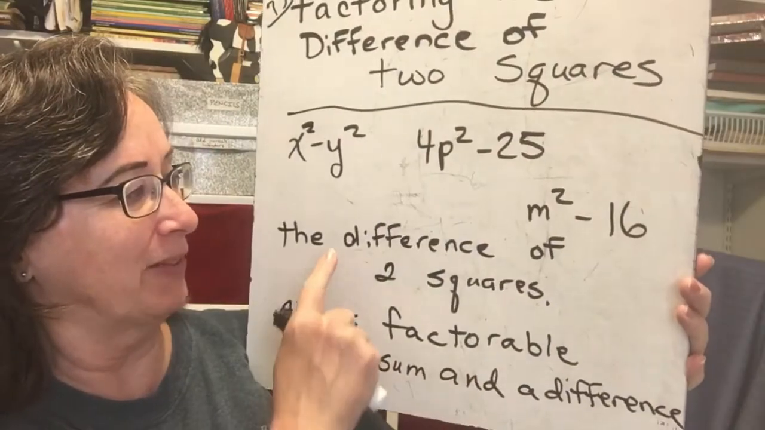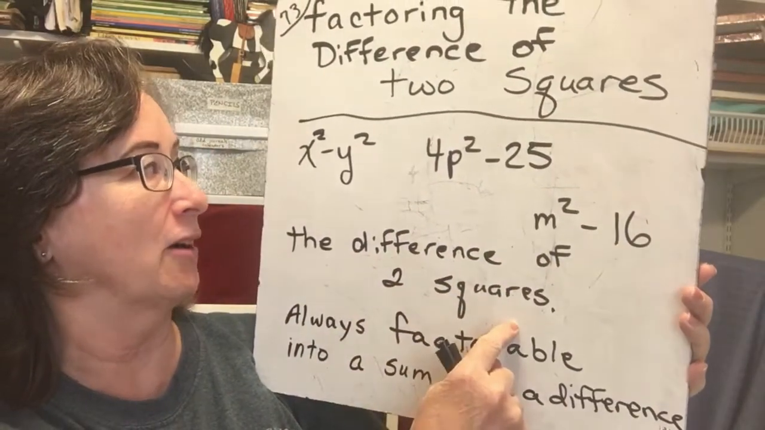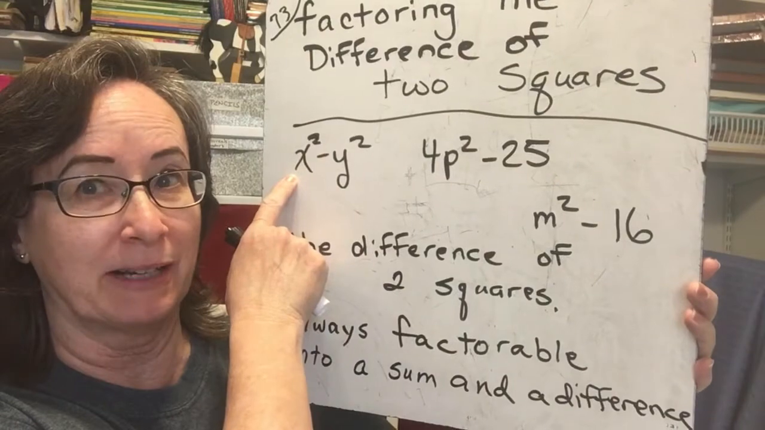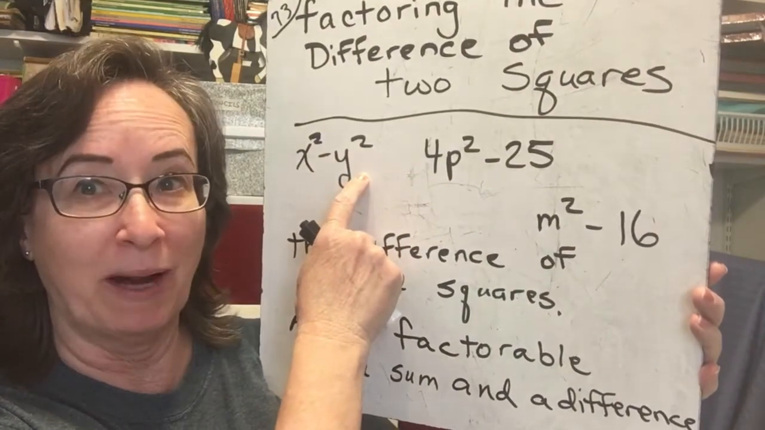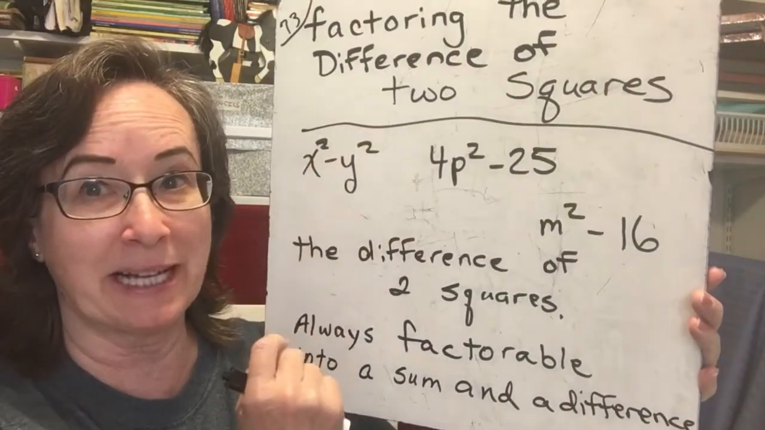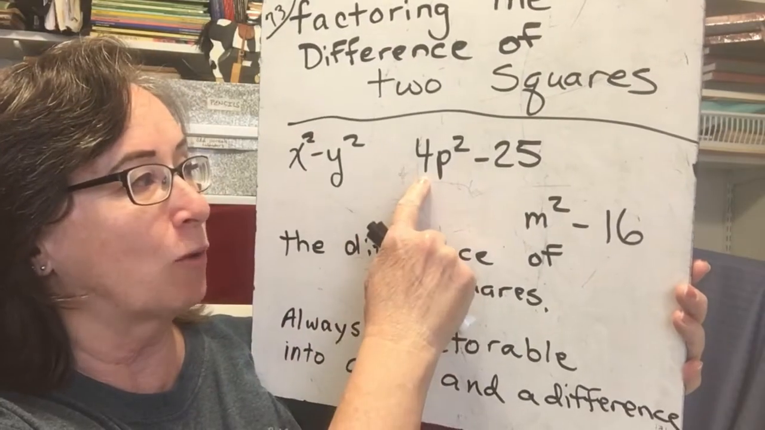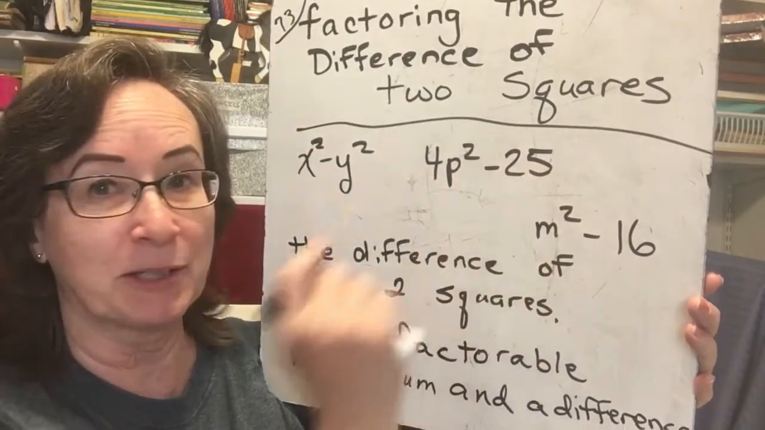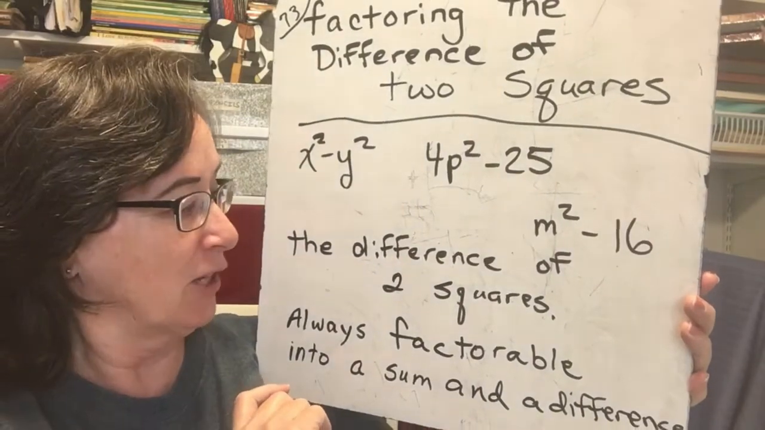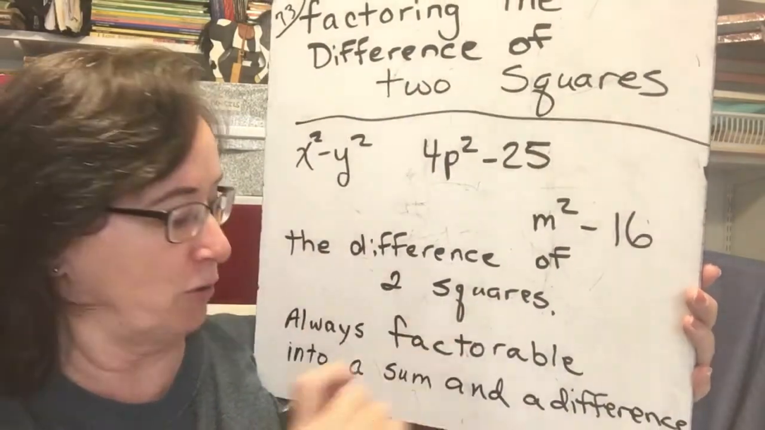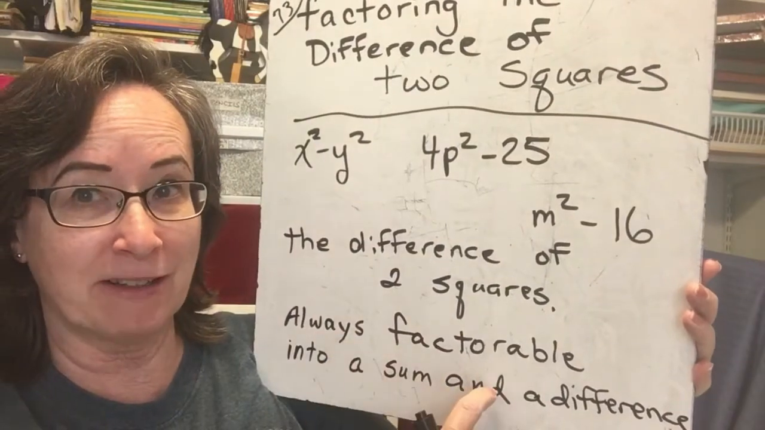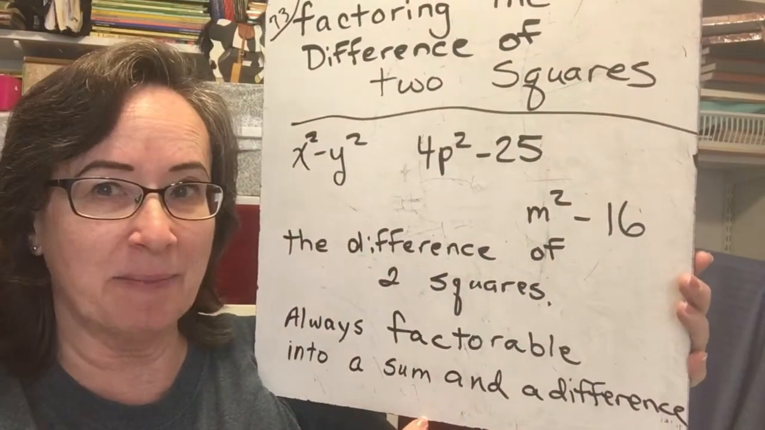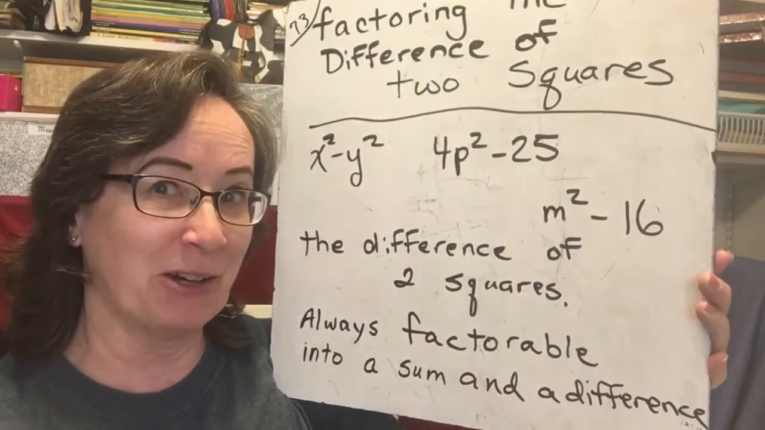And they're called the difference of two squares because x squared is a perfect square and y squared is a perfect square, and we're taking the difference between them. 4p squared is a perfect square and 25 is also, and we're taking the difference between them. So anytime you see a difference of two squares, it is always factorable into a sum and a difference. Let me show you how.